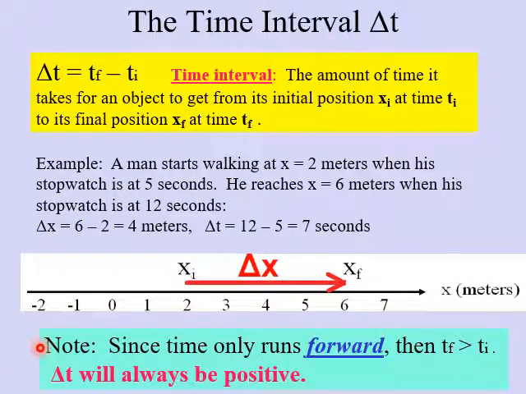Now, in this course, a time interval is always going to be positive because time runs forward. So we won't consider time as a vector. All right, the final time will always be greater than the initial time because the clock can only run forward. We don't have a time machine, in other words.